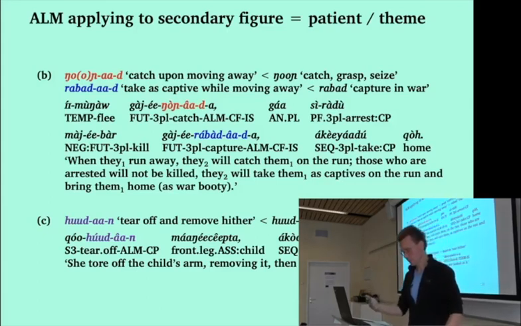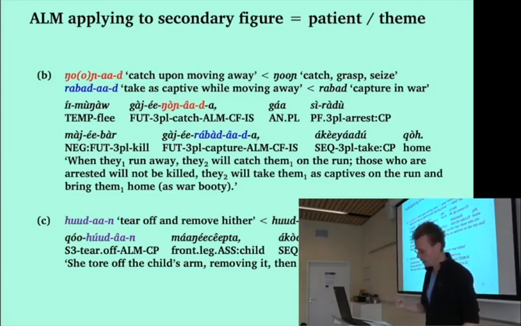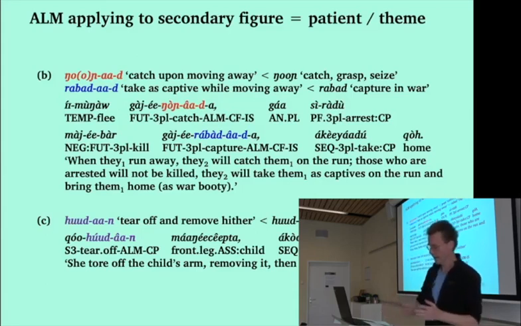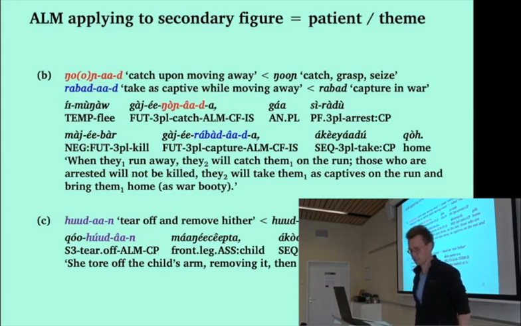the secondary figure. The contribution of ALM in this case seems to boil down to a conceptual distinction of two events, that is, severing the arm, separating it from its trunk, and then removing it from the trunk, that is, bringing some distance between the two by pulling it towards the deictic center, which would be needed in this context for the woman to closely inspect the piece she's holding in her hand.